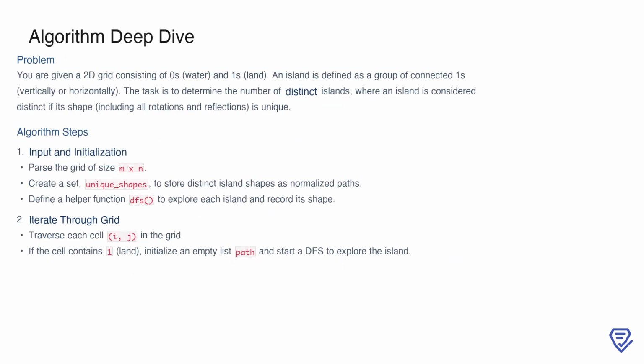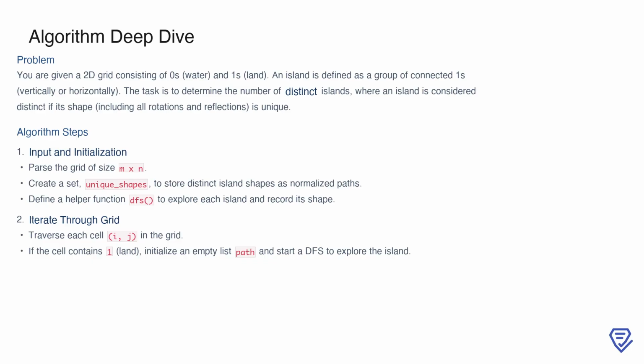The problem we're solving involves identifying distinct islands in a 2D grid where ones represent land and zeros represent water. An island is defined as a group of connected ones, and connectivity is limited to vertical or horizontal adjacency. The challenge lies in determining the number of unique island shapes, where uniqueness accounts for variations due to rotations and reflections.